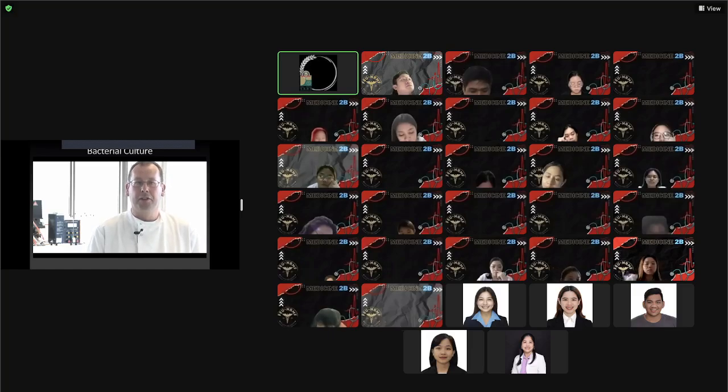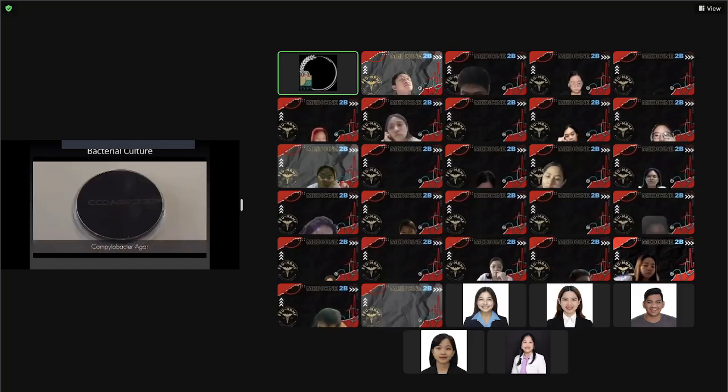An example of this is Campylobacter media. Campylobacter is a genus of bacteria which causes gastrointestinal infections.